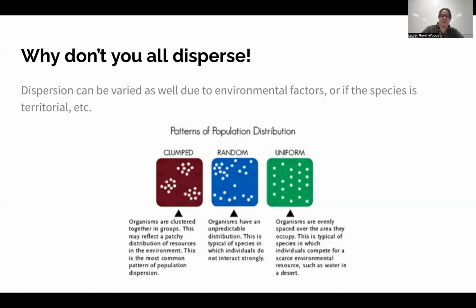Uniform, on the other hand, means individuals are evenly spaced over the area they occupy. And this is usually where they're competing against each other for scarce environmental resources, such as water in a desert. You'll see this especially with penguins when they're in nesting season.